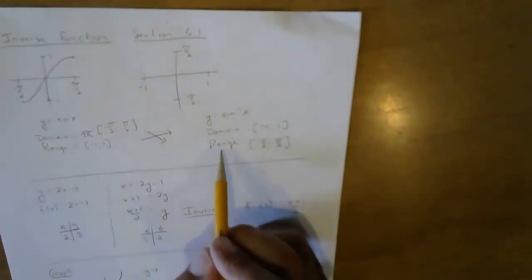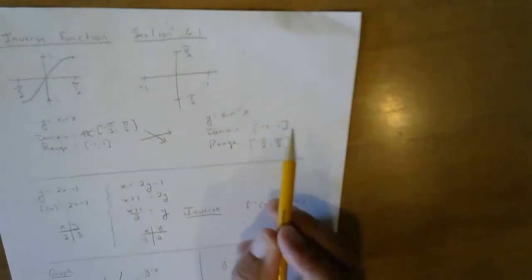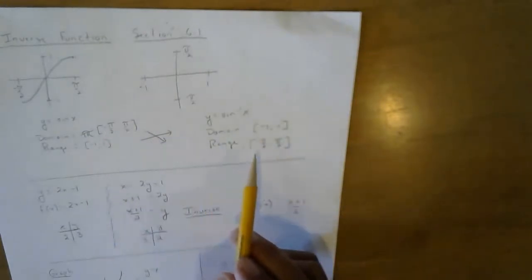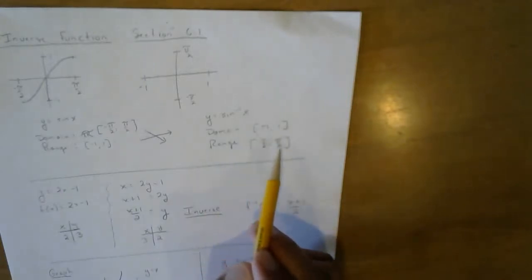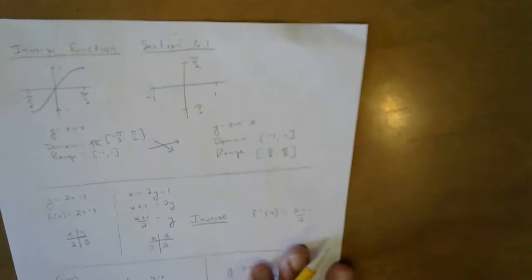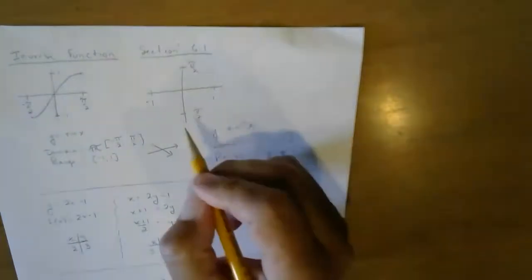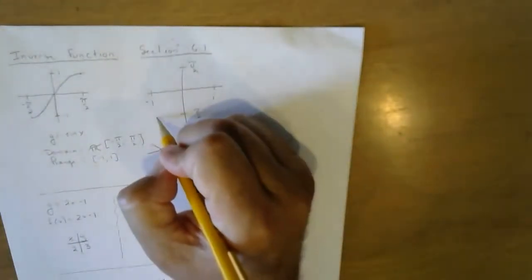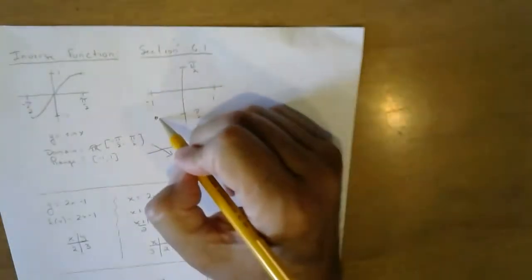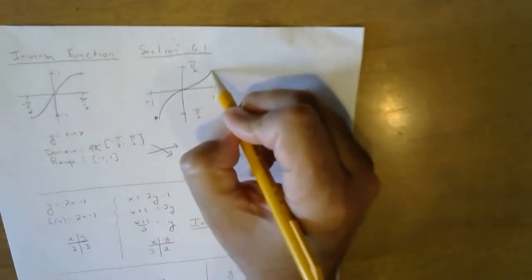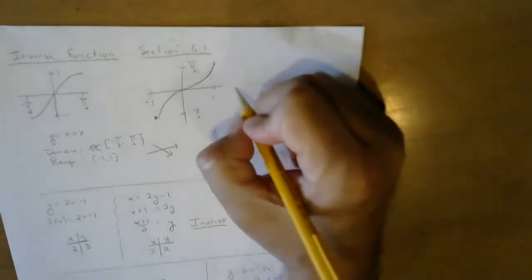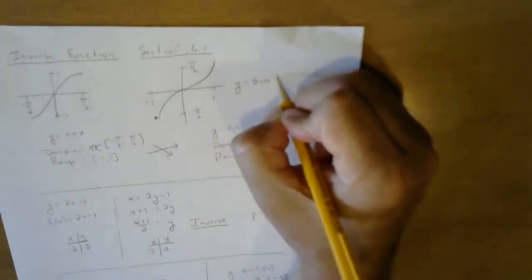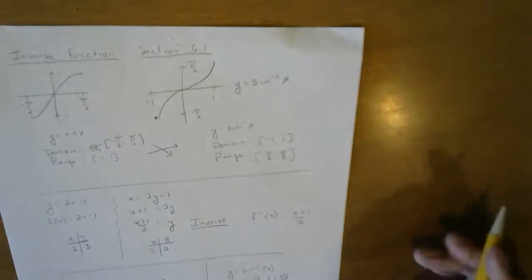So if I start by restricting the domain and the range, I now have a range that's -1 to 1, and I have a new range, which was the old domain, from -pi over 2 to pi over 2. My first point here was -pi over 2, -1. If I switch it, it's now going to be -1, -pi over 2. And if I kept plotting points, what I would end up with is a graph that looks like this. That would be the graph of y equals the inverse sine of x. Okay?